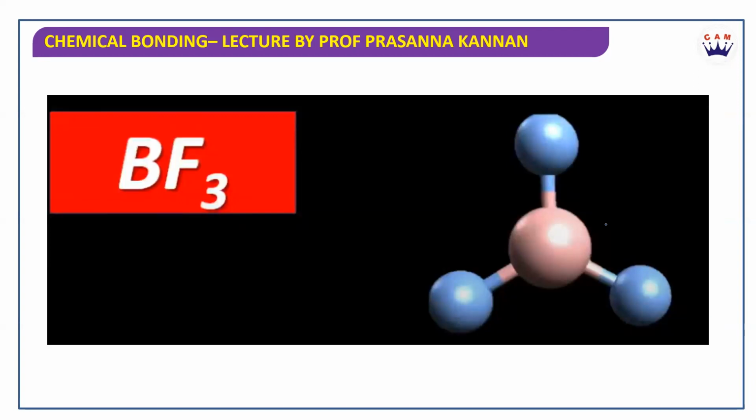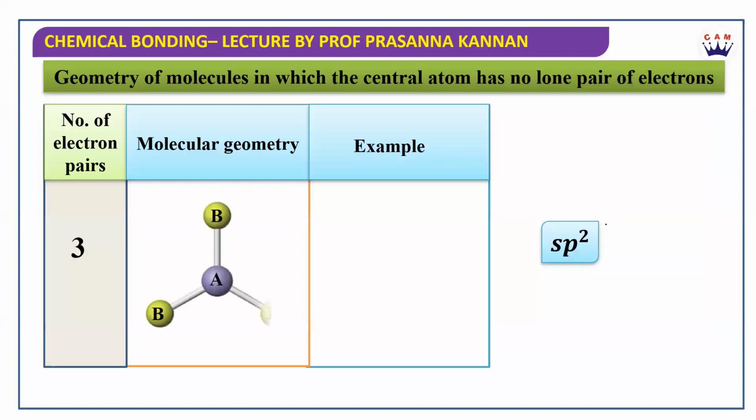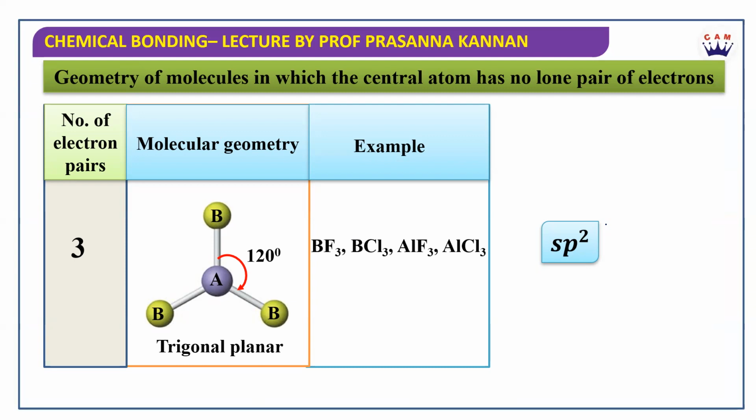Next, let's look at the example of BF3. How many bond pairs are there? Three bond pairs are there in the plane. How far must each one of them be? 120 degrees between them, isn't it? So what kind of hybridization can you expect? sp2 hybridization, right? What will be the angle between each two bonds? 120 degrees. Examples: BF3, BCl3, aluminium trifluoride, aluminium trichloride. All these must be at your fingertips. Are you all observing? Yes.